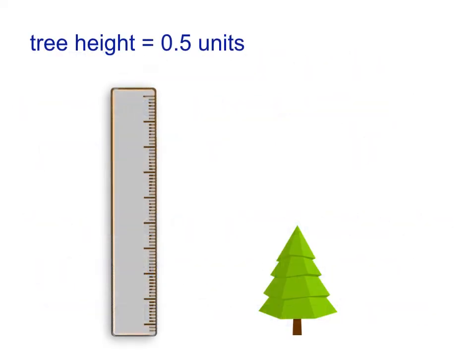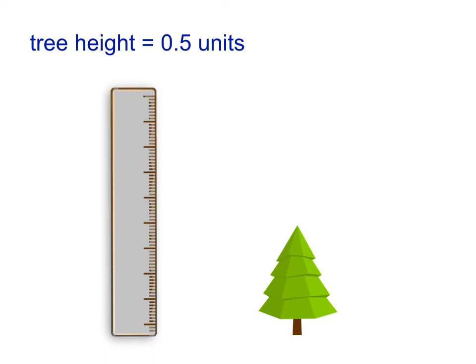Imagine that you are a biologist and you've got a ruler and you want to measure the height of a tree. Well, if you measured the height of this tree back in 1990, you would have measured it with this ruler. And we can see that the tree is 0.5 units tall, right? We could say 0.5 meters if we want to put an actual specific unit on that. So let's say 0.5 meters.